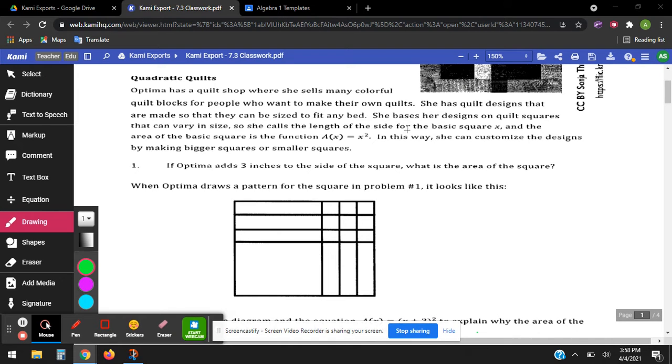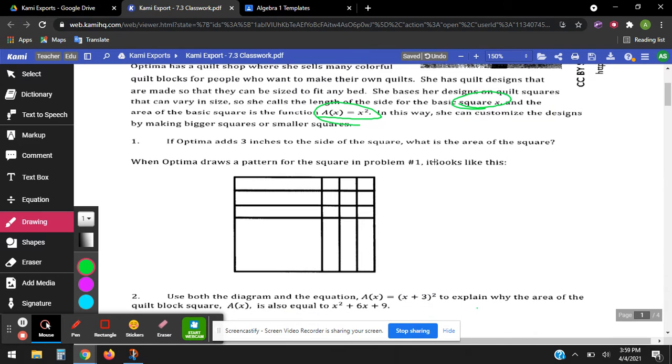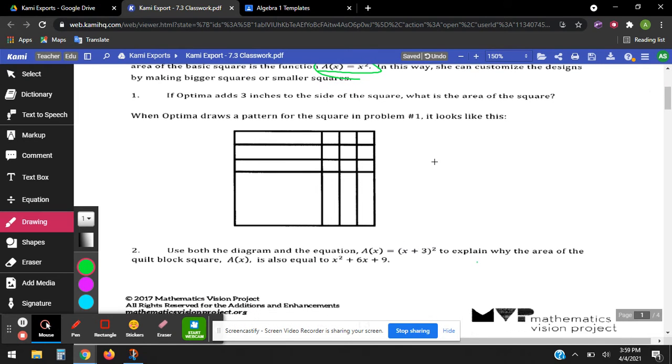She bases her designs on quilt squares that can vary in size. So she calls the length of the side for the basic square x, and the area of the basic square is x squared. In this way, she can customize the designs to make bigger squares or smaller squares. So if she adds 3 inches to each side of the square, what is the area of the square? Here she drew a pattern so we can see what that looks like.